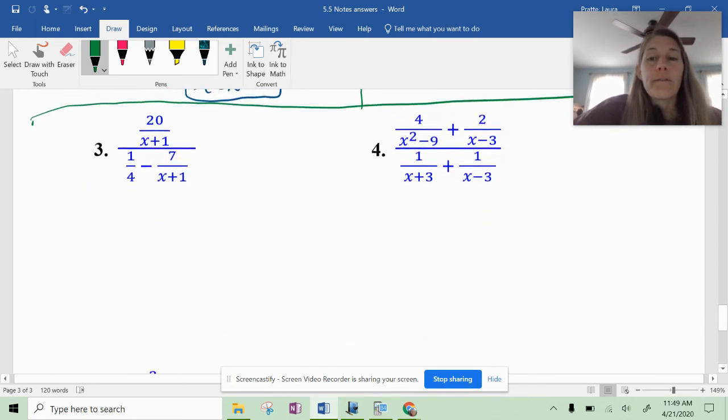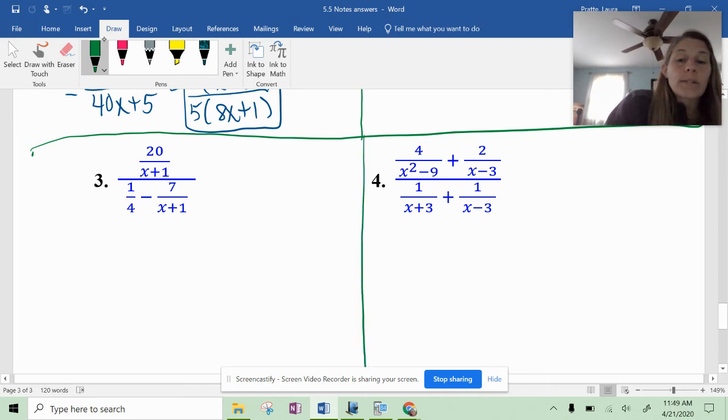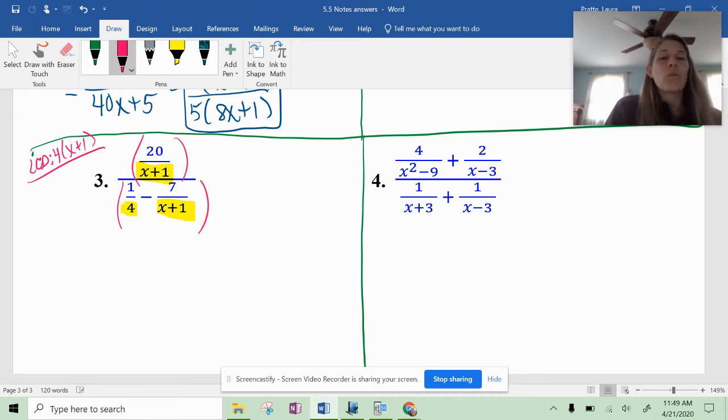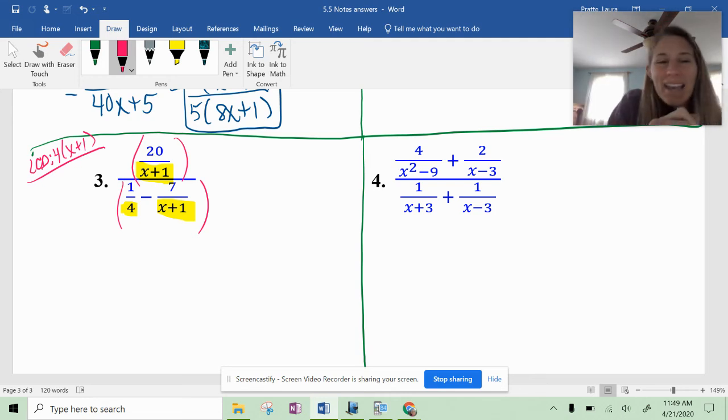All right, so when we go to 3 and 4, it's the same process. We just have binomial factors that we may be distributing by. So again, look at all your denominators of those 3 fractions. Figure out what the LCD is going to be that you're going to multiply by. So here I have a 4 and an x plus 1. So basically, just like we did on the last couple pages, you're kind of just multiplying each fraction by whatever it needs. But rather than dealing with common denominators, we just want to get them to cancel out.